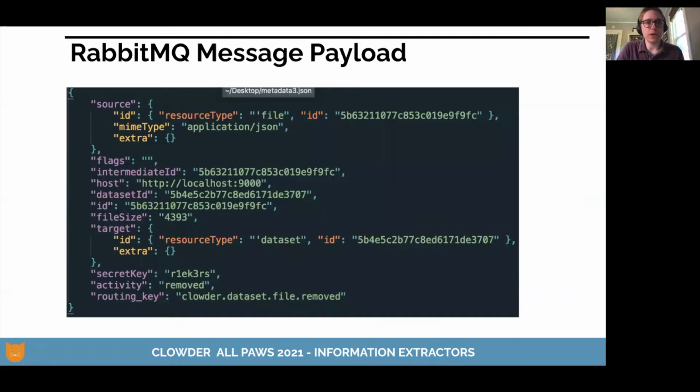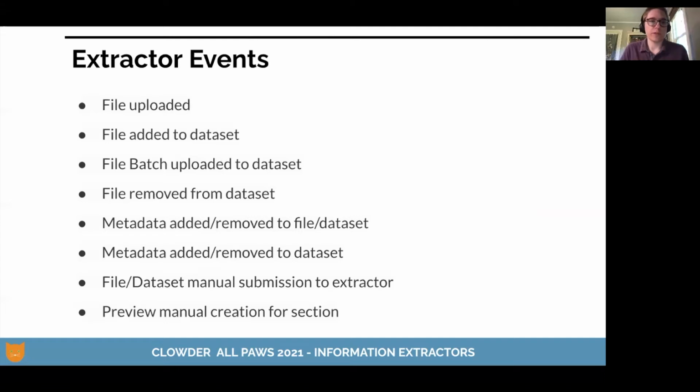Here's an example of the message payload that gets sent to RabbitMQ. This has data regarding the file type, the file ID and the dataset ID that the file came from, as well as the action or event that is occurring on the particular file. In this sense, down below on the routing key, you can see that a file is being removed from the dataset. Here's a brief overview of all the extractor events. We'll see there's file adding and removing from a dataset, metadata adding and removing from a dataset, manual submission, etc.